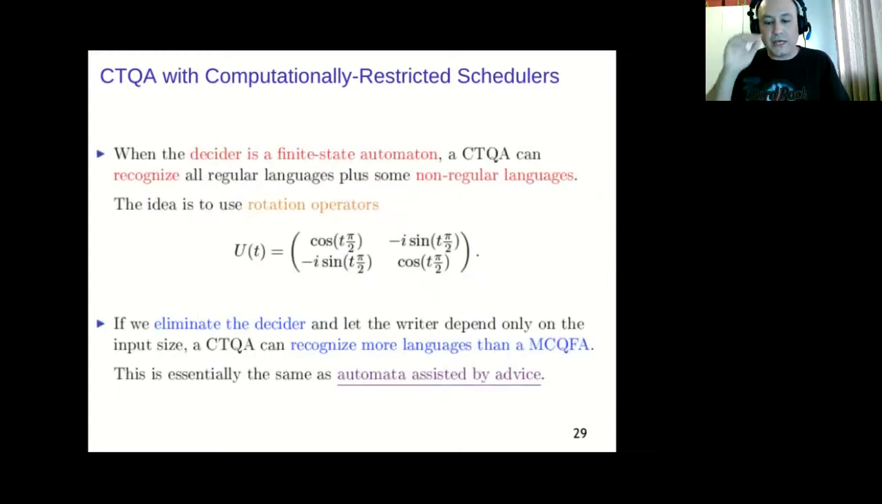And we were able to show that some, not all languages, but some non-regular languages can be computed by this automaton. The idea is that the time somehow goes into the amplitudes of the computation. And if we eliminate the decider, for example, another interesting result is that it's very similar to something known in complexity theory as advice.